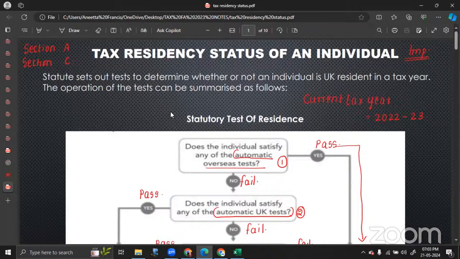Now, in order to check that, you have to complete 3 tests. Normally, this particular section will be tested in your section A as an MCQ, or it can be clubbed with your section C income tax question. So, when you do a tax residency status check for an individual, you should always make sure that you follow the rule or the order.